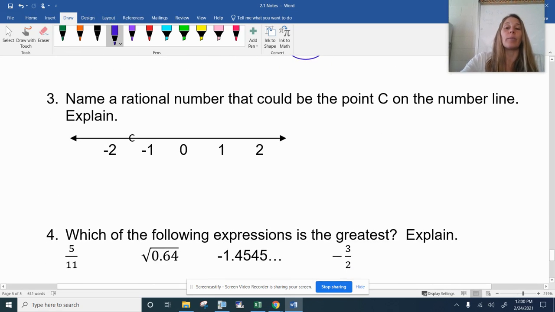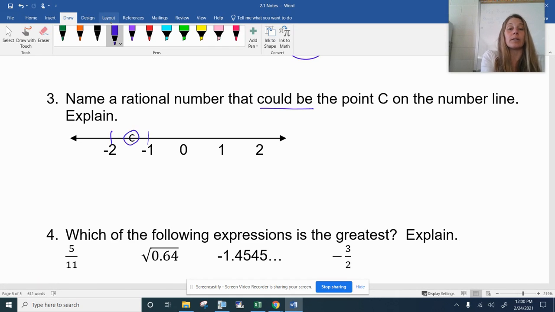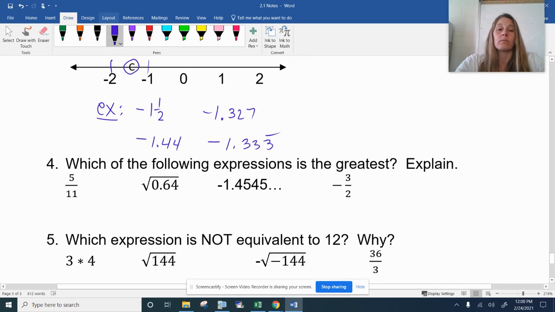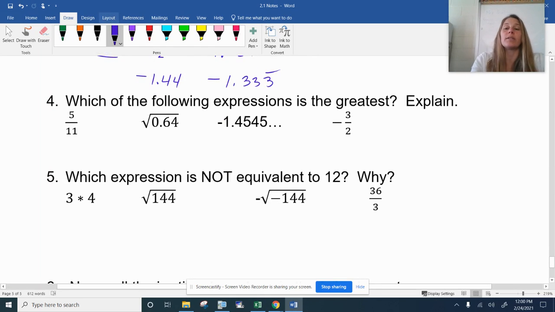Name a rational number that could be point C on the number line. So this is one of those where there's many different solutions as long as it's between -1 and -2. So an example could be -1.5, -1.44, -1.327, whatever, -1.333. You know, it doesn't really matter as long as it's something between -1 and -2. So -1 and something.